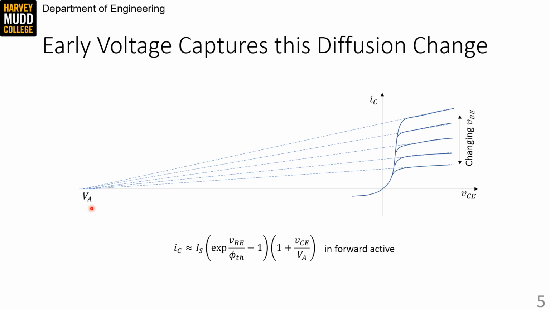We can use the early voltage to modify our equation for collector current in the forward active region. This is pretty easy. We just multiply our existing collector current by the expression 1 plus VCE over VA, which creates a small linear dependence of current on VCE. This term will be important when we start making small signal models of the transistor.